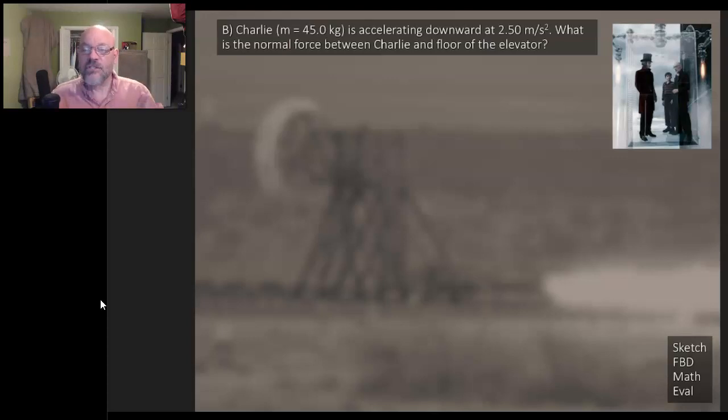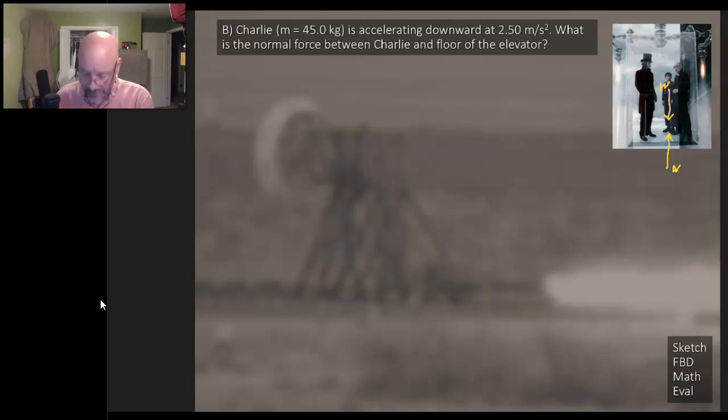Okay, so we've got to make our sketch first, but I want to come over here and put some forces on Charlie. Charlie's a little guy, of course, so he's got some weight. And then there's a normal force pushing up on him here. Okay, so we've got those two things just like that. That's probably sufficient for my sketch.